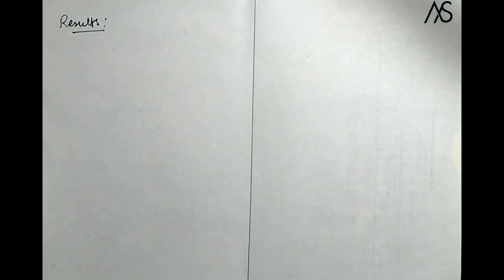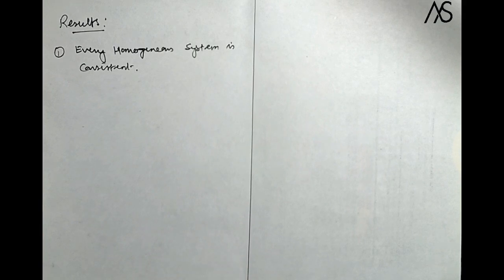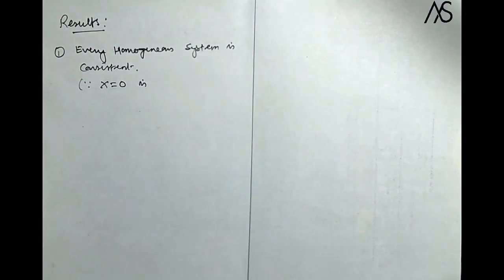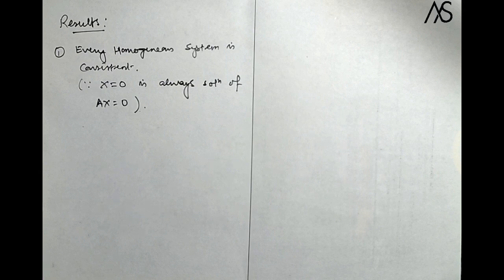Okay, so some results for the homogeneous linear equations. Every homogeneous system is consistent. It means that every homogeneous system has at least one solution. So every homogeneous system is consistent means it has a solution. Why? Because x equals to 0 is always a solution of a homogeneous system.